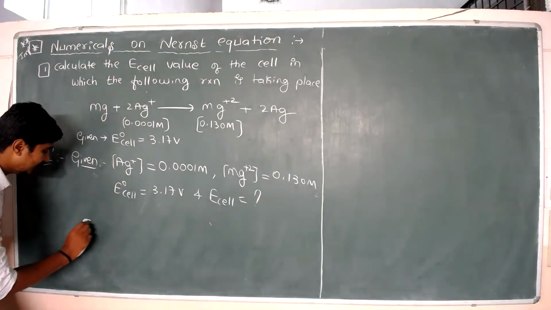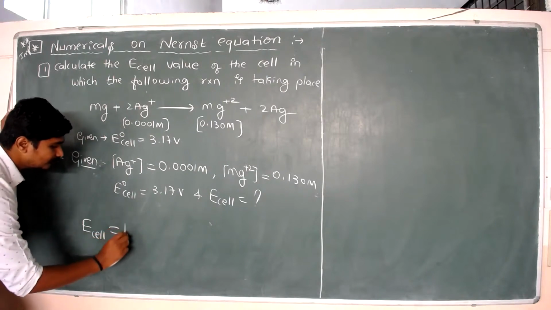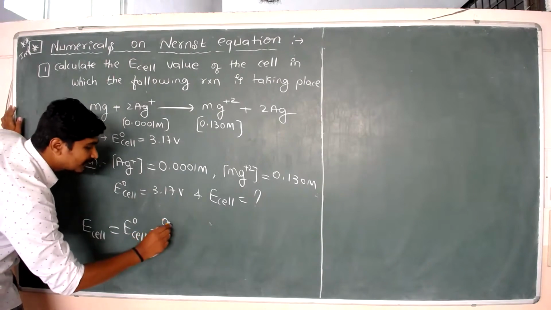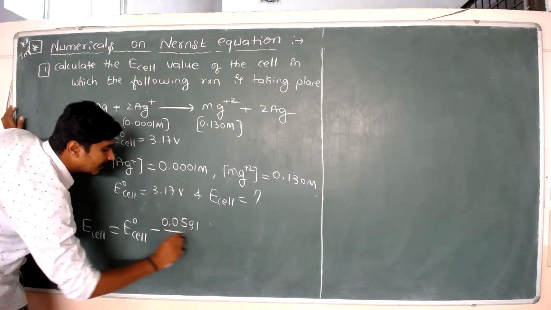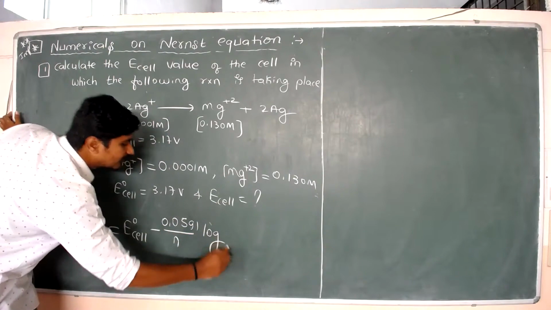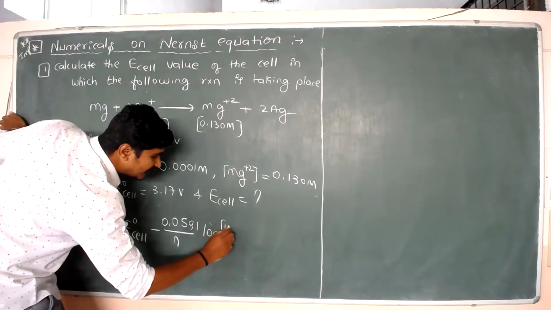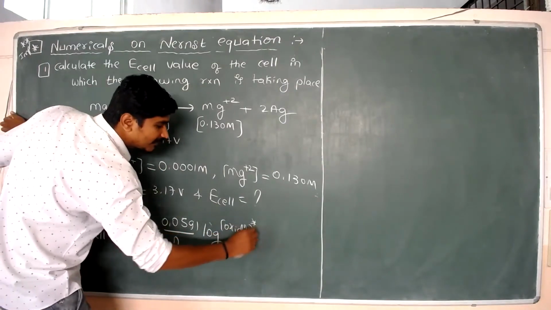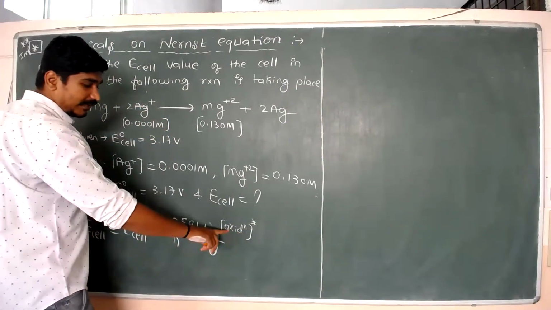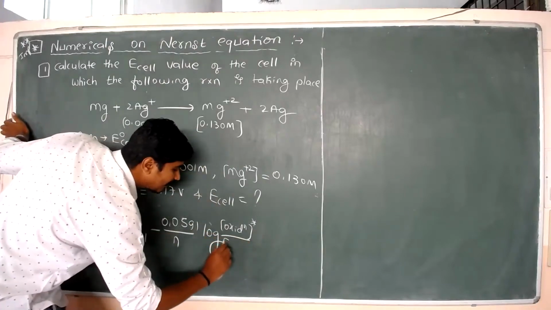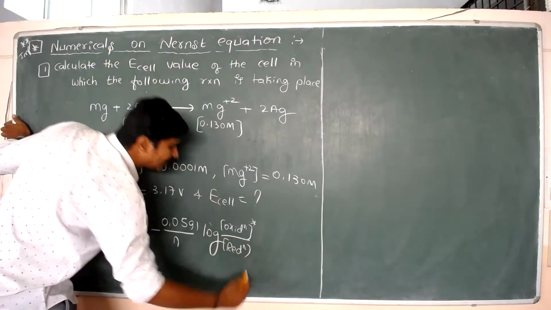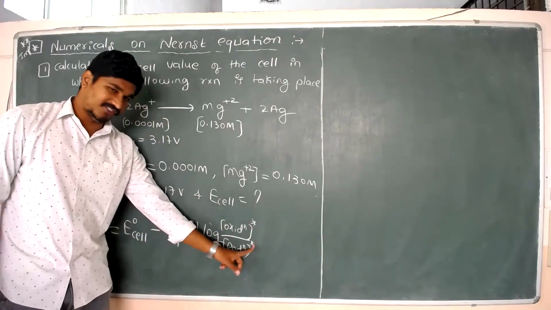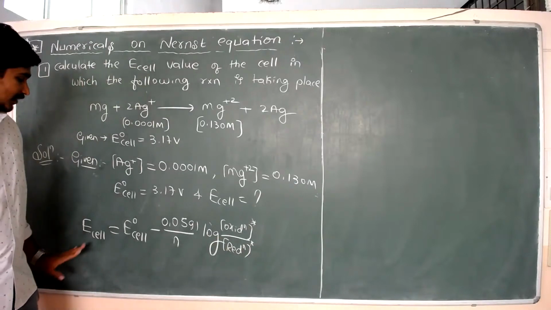What is the formula? E cell is equal to E naught of cell minus 0.0591 by n log of the metal which is undergoing oxidation. That concentration we have to write here. Star means the coefficient of that metal in the chemical reaction, divided by concentration of the metal which is undergoing reduction. Here, in the power, you have to write that coefficient. Clear? This one is the formula.